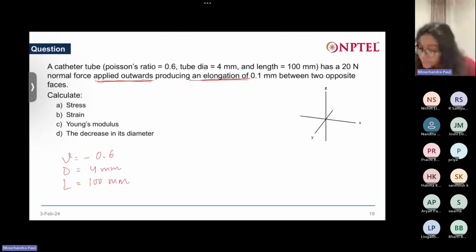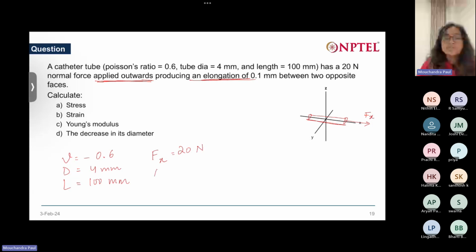So there is no XYZ mentioned. So let me assume that it's a tube oriented along X direction, and the force is also along X direction. I'm assuming this. So in this case, force, say Fx, becomes 20 Newton. Why am I using X and Y? Because this will help us to determine the expression for Poisson's ratio. That is why I'm referring to the XYZ coordinate system.